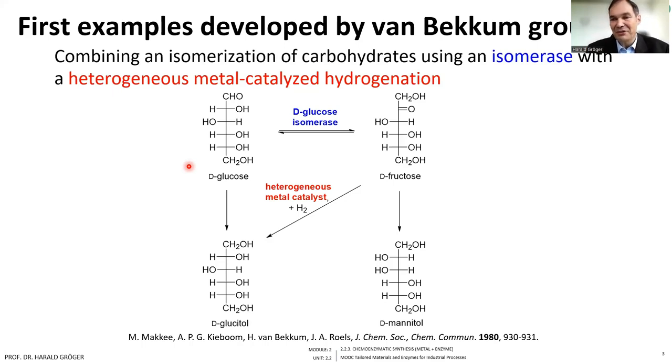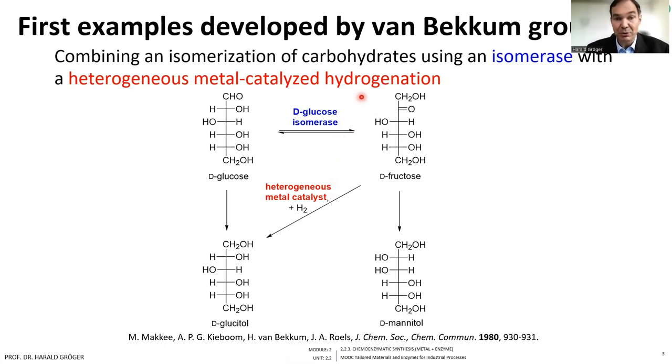This is a relatively young research area, and to the best of my knowledge, the first example combining chemo and biocatalysis for the one-pot production of organic molecules dates back to the 80s. It was published, to the best of my knowledge, by Hermann von Beckum and his group, who pioneered this research area by developing a process combining an isomerization with a derivatization.